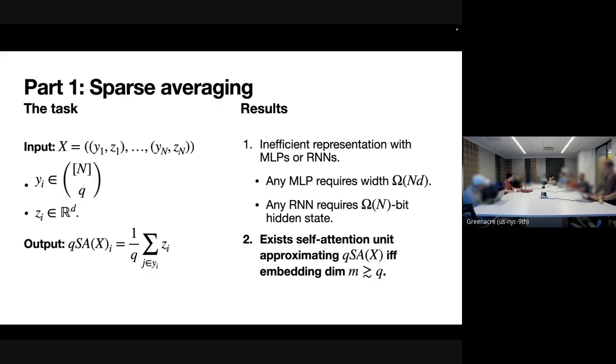I see. Thank you. Are there any separation results that show that MLP or RNN is better than transformers? I mean the other way around. Here you show that there is no efficient representation with MLP or RNN. Can one design a problem where MLP or RNN are better than transformers?